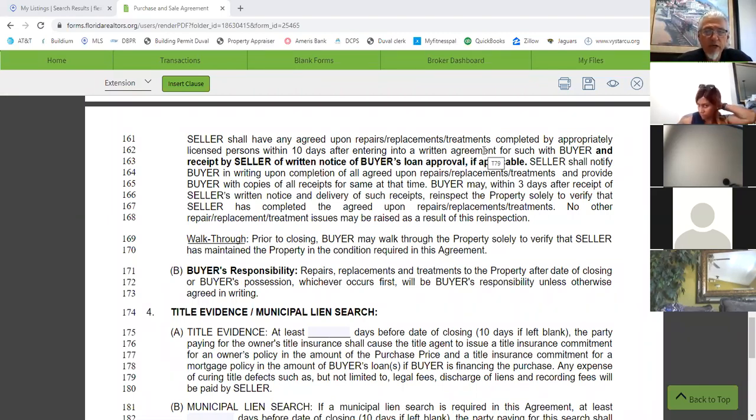Buyer may, within 3 days after receipt of seller's written notice and delivery of such receipts, re-inspect the property solely to verify the seller has completed the agreed upon repairs. No other repair, replacement, treatment issues may be raised as a result of this re-inspection. So you can't go in and find fault with something else.